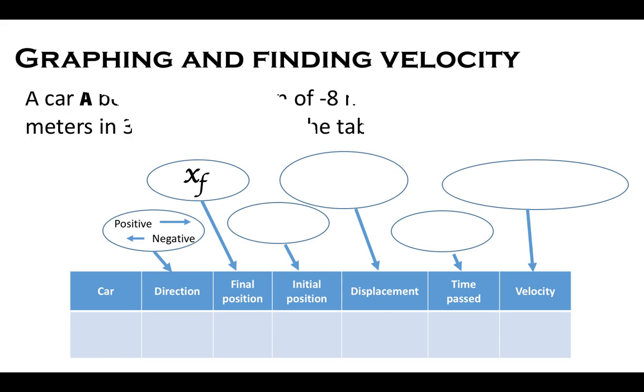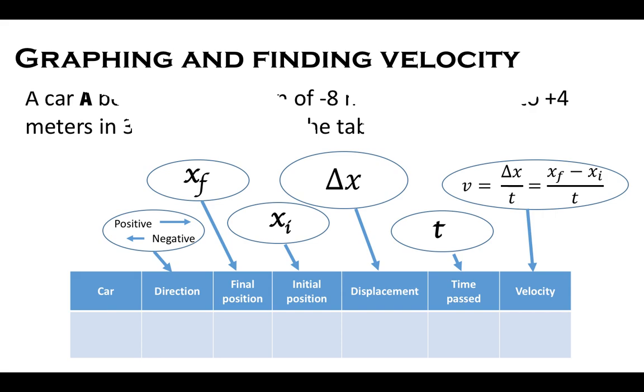Next, the final position is going to be given by x sub f. The initial position is x sub i. The displacement will be triangle x or delta x. The time passed will be t, and the velocity will be the equation v equals displacement divided by time, or the longer version of that, which is x sub f minus x sub i, divided by t. So be sure that you have those bubbles filled in on the handout so that you'll have that to work from on the larger activity.